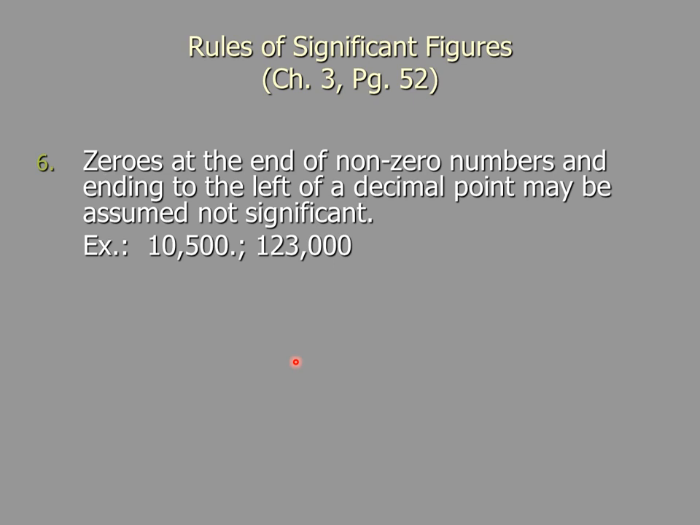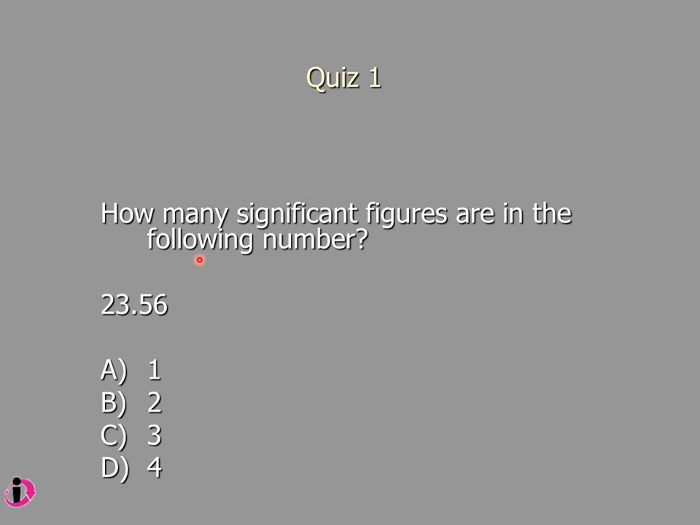And zeros at the end of the non-zero numbers and ending to the left of a decimal point may be assumed non-significant, because we can move the decimal point and change the format of the number, and we can write the same number as a scientific number when these zeros do not make any difference. At one point those matter, but at some point those may not matter. So that's why in some cases we assume that these numbers are not significant. Let's look at a couple of examples. How many significant figures do we have here?